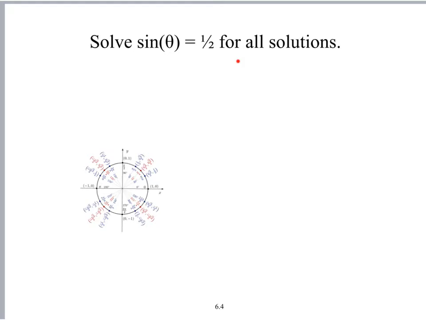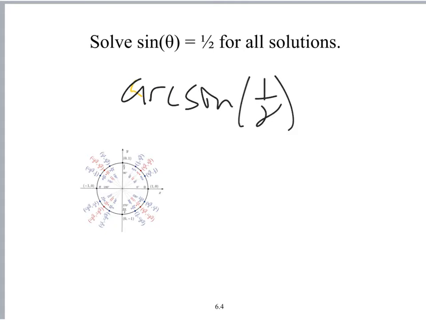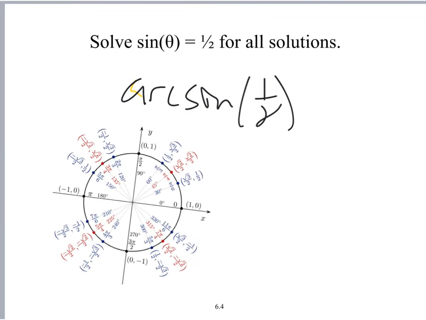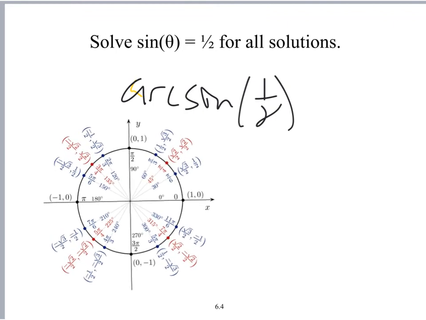And they're asking us to find all solutions. What does that mean? At this point you're probably thinking, all I really need to do is the arc sine of 1/2. Well, we know arc sine has output in the quadrant between negative pi over 2 and positive pi over 2. So that's where the output's going to be.